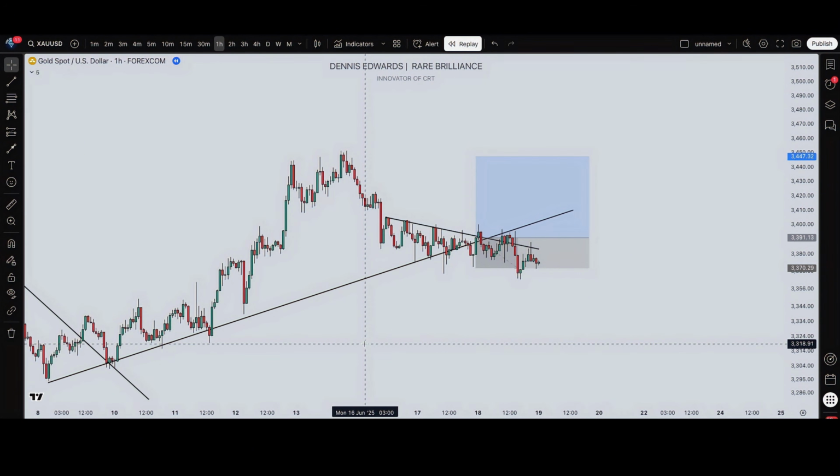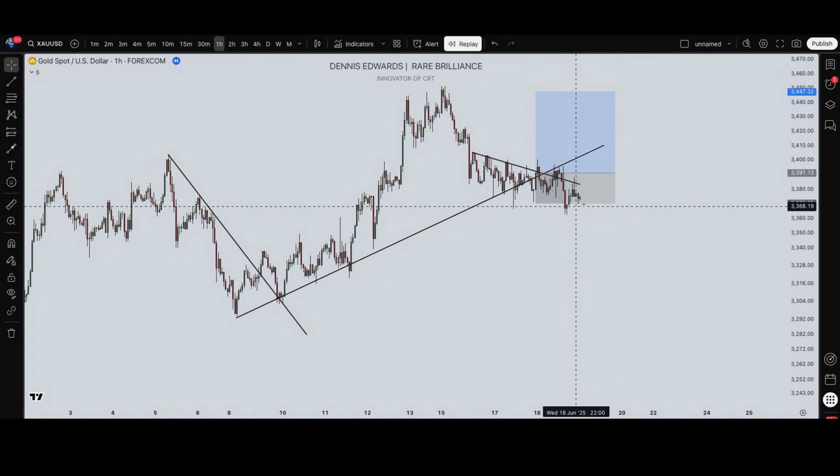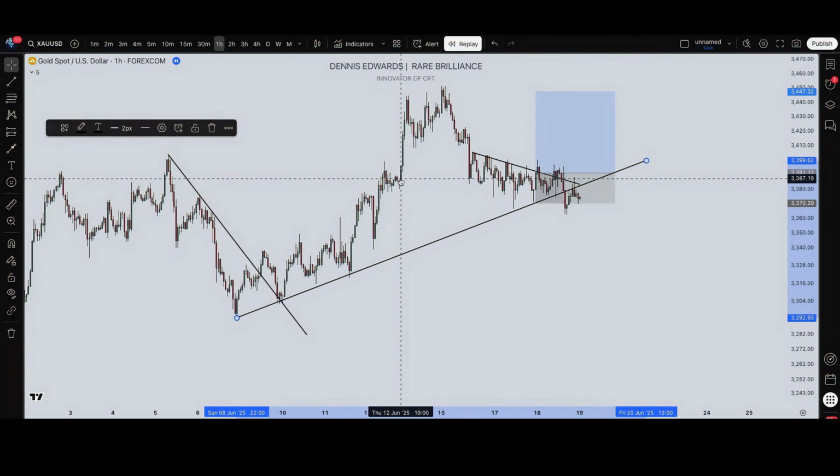Oh, okay. Well, I was wrong yet again, but like I said, trend line trader till I die. So now I'm just going to extend out my trend line to a more accurate point of structure. Okay.